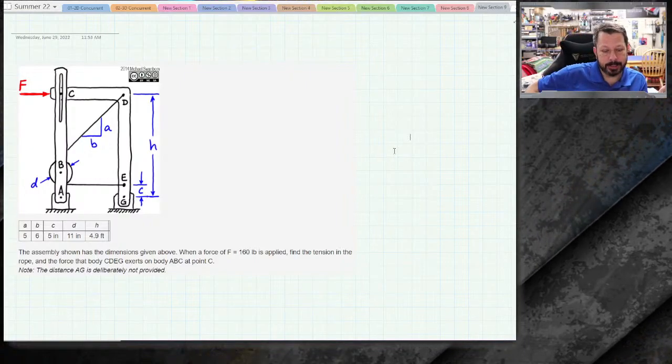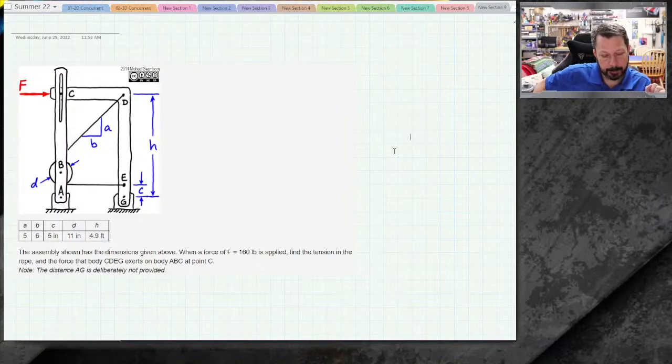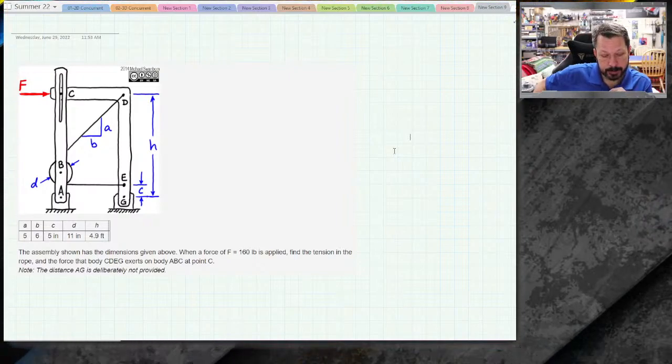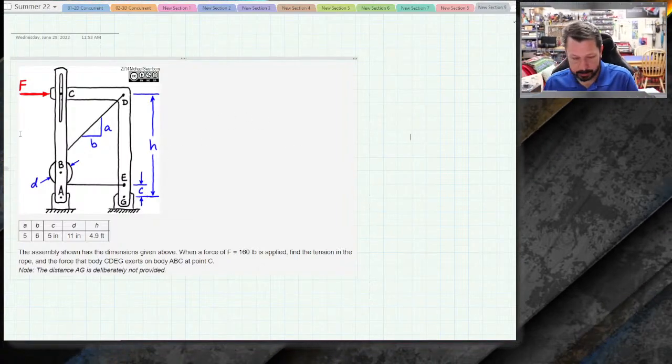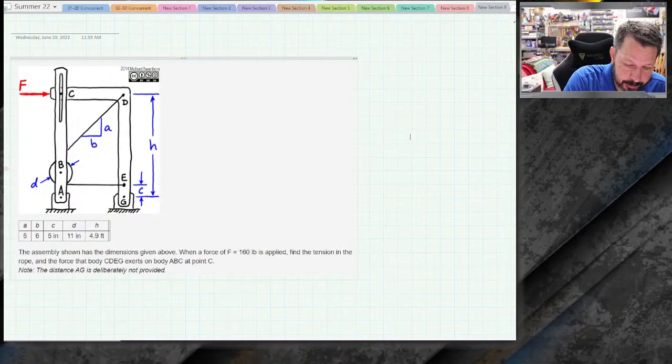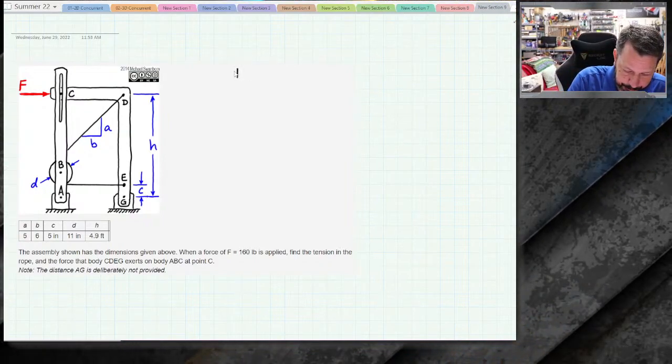So the next step is look at individual pieces. So we've got piece ABC and piece CDEG. So we're going to look at those individual pieces. So let's draw those free body diagrams and see if that leads us anywhere. Hopefully it will, because we have to solve the problem. So we know it's going to do something.